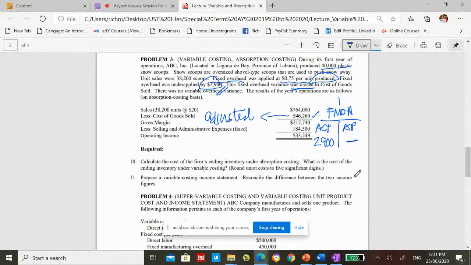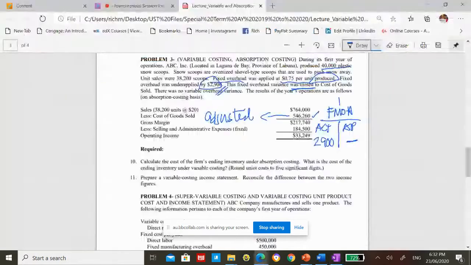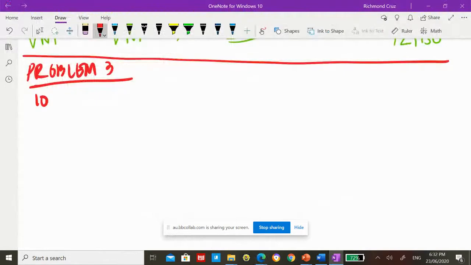So for problem 3, calculate the cost of the firm's ending inventory under absorption costing and what is the cost of the ending inventory under variable costing. So round unit cost to 5 significant digits. So ang tinatanong lang is sa problem 3. So sa number 10, ang tinatanong sa atin is ending inventory. Ending inventory under ng absorption costing.